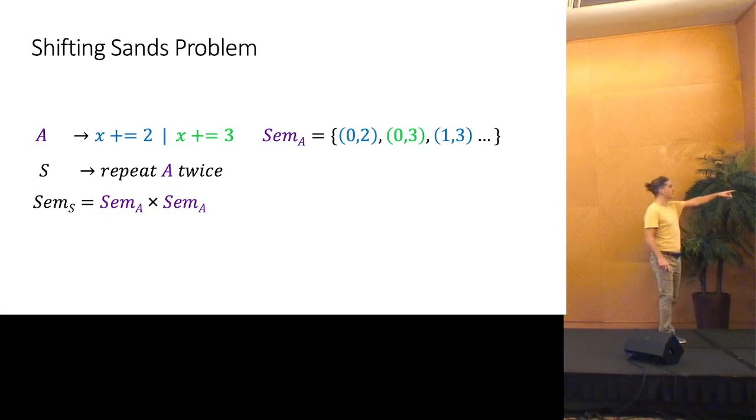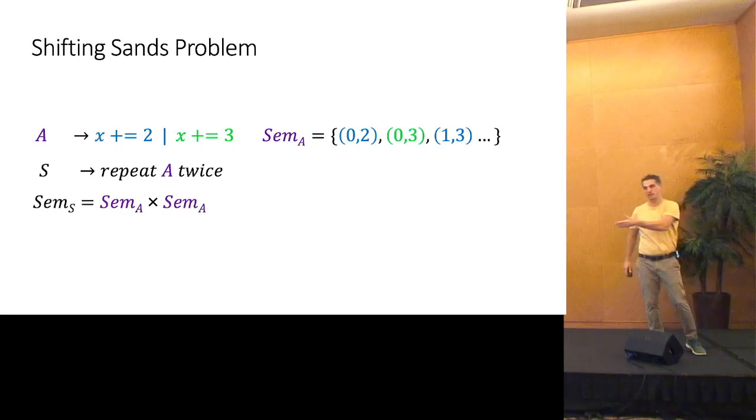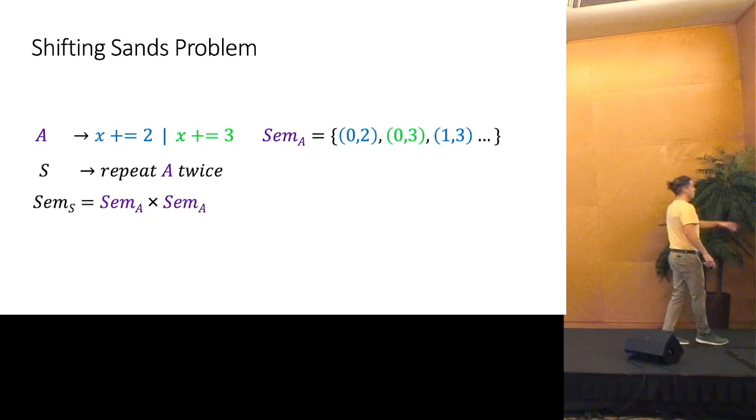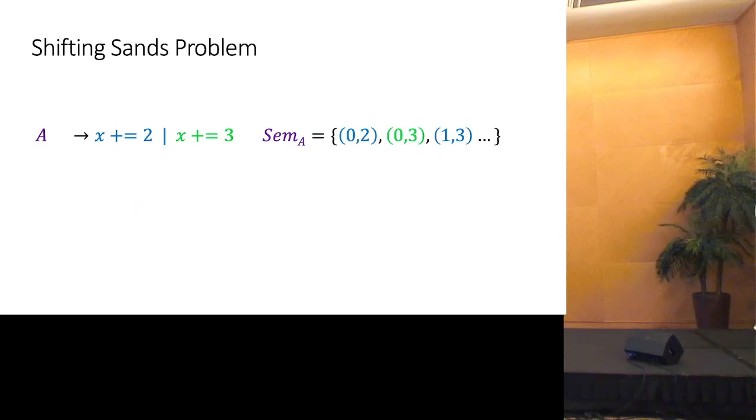The loop repeats one of the two programs in A twice. The semantics here is one of them. It's either x equals x plus 2 twice or x equals x plus 3 twice. So one might think that this relation can be defined compositionally. So let's go back for a second. The semantics of A, the relation, is every pair of numbers that some program in there can compute. So 0, 2 can be computed by x equals x plus 2, 0, 3 with x equals x plus 3, 1, 3, and so forth.